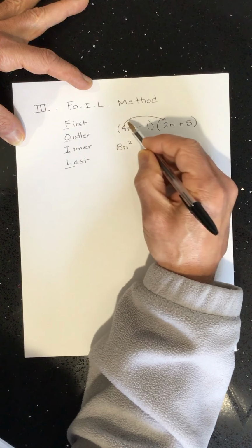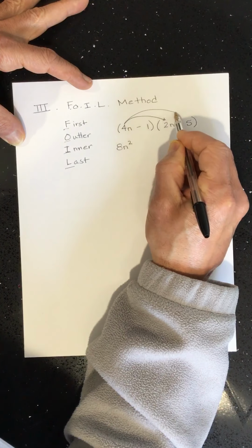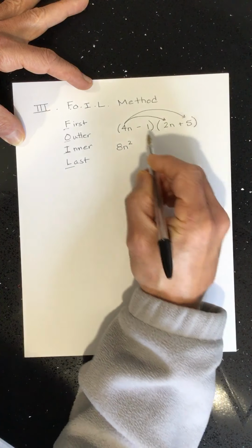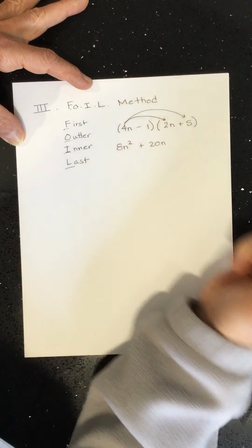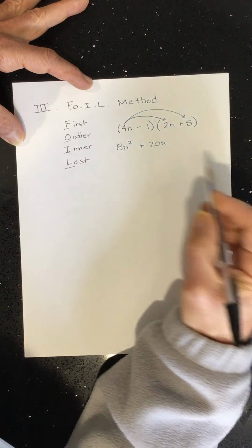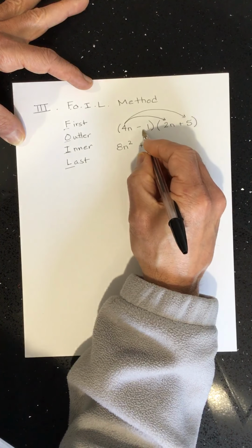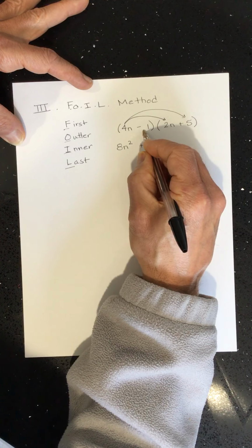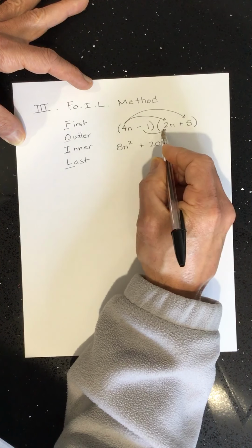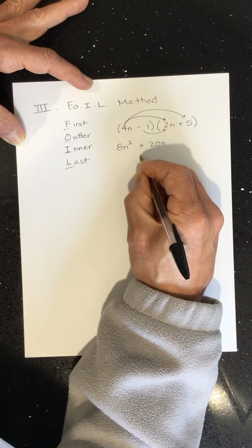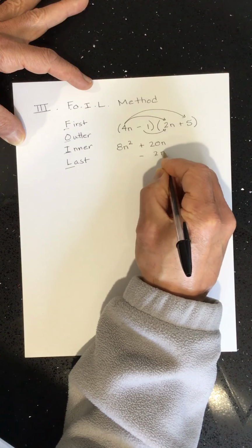Okay, your outer terms are the ones that are the most extreme in terms of distance. So this would be 4n times this 5 over here. So that would be 20n. Now pay attention to what I do with the next part. Now the inner terms are the two that are most inside. So that's negative 1 times 2n, okay? And that product is going to go underneath here, which is a negative 2n.